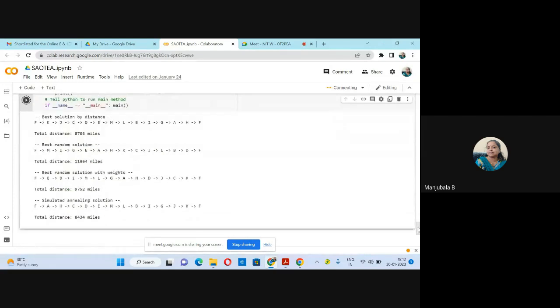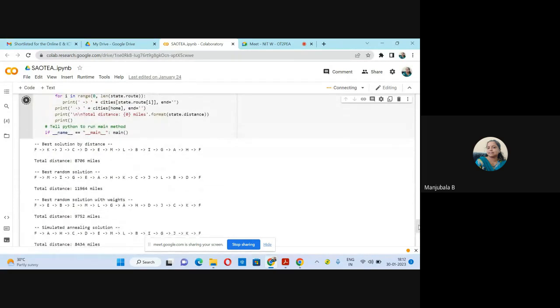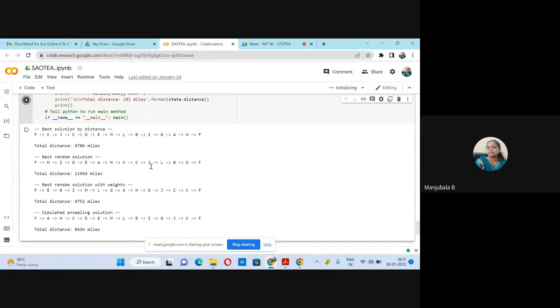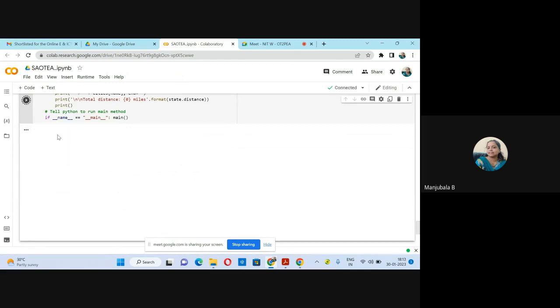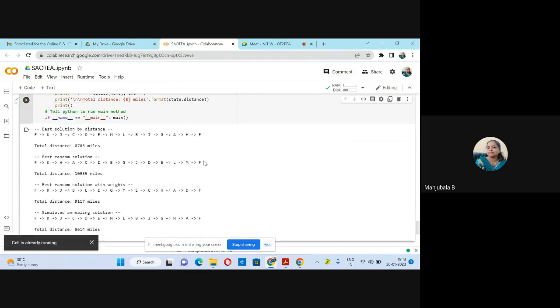You can go through the code so that you can understand. So this TSP, traveling salesperson problem, is solved by using the best solution by distance. As per the distance, the solution to the TSP is determined. So this is the best solution by distance, starting from city F and ending at city F. In between, all the remaining cities are there, exactly once. So the total distance is 8,706.